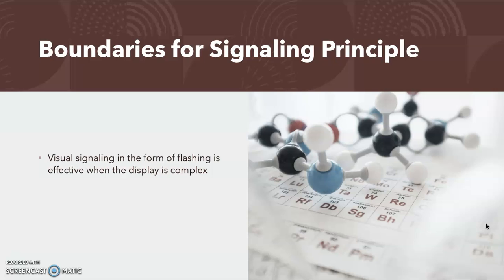Another limitation of the signaling principle was found in research by Zhuang, Chandler, and Sweller. It was reported that visual signaling in the form of flashing a part of the display was effective when the image was complex and not simple.